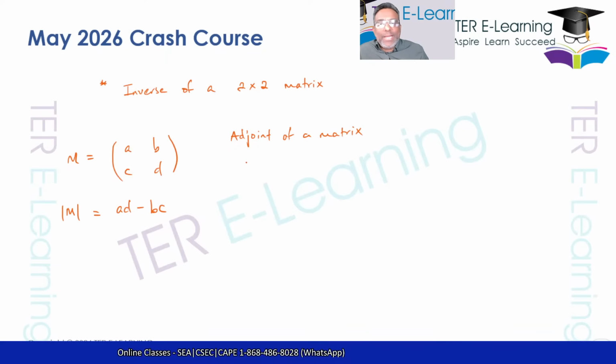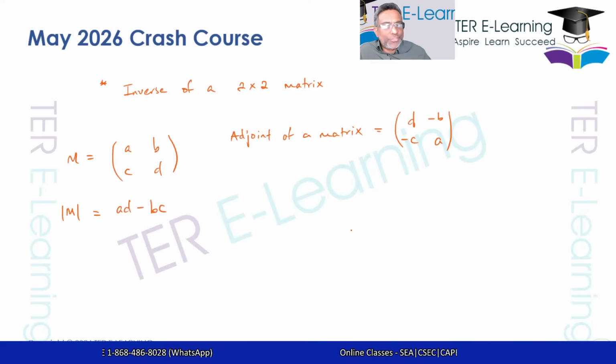All right, now to get the adjoint of a matrix, you're going to swap the position of A and D. So D will come here and A will come here. In the case of B and C, you're going to put a negative sign in front of them. So you're going to have this. This is referred to as the adjoint of the matrix.